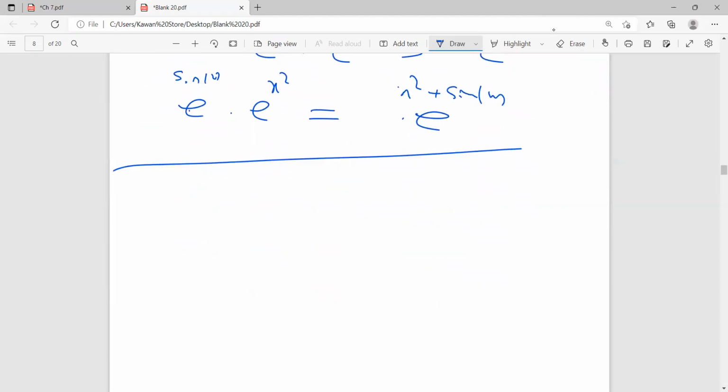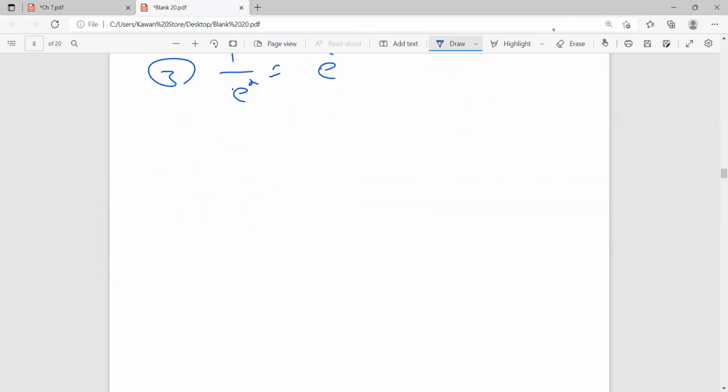Another property, the second property: 1 over e to power x is equal to e to power minus x. Means that if I have an exponent in the denominator and I bring it up, I'll get a negative. Example, 1 over e to power x squared is equal to e to power minus x squared. Easy, right? You can play with it.